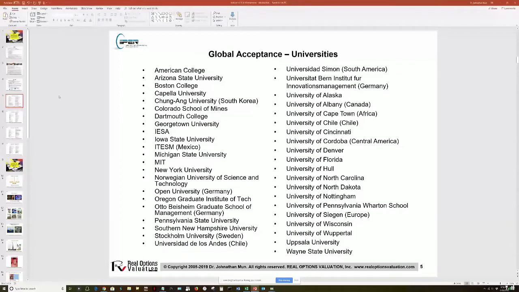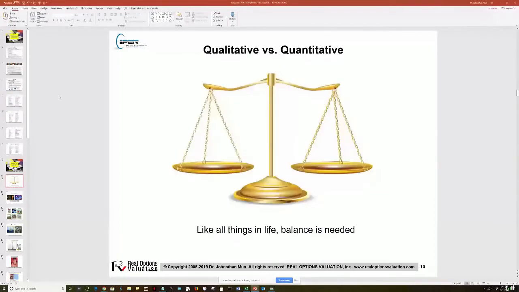Okay, so let's talk about qualitative versus quantitative risk management methodologies. To me, personally, qualitative and quantitative methodologies are a balance. Just like all things in life, a balance is needed. You cannot go 100% qualitative, and neither can you go 100% quantitative. If you go 100% qualitative, everything's subjective, and you don't have any numbers to make judgment calls. Making strategic decisions is very, very dangerous.